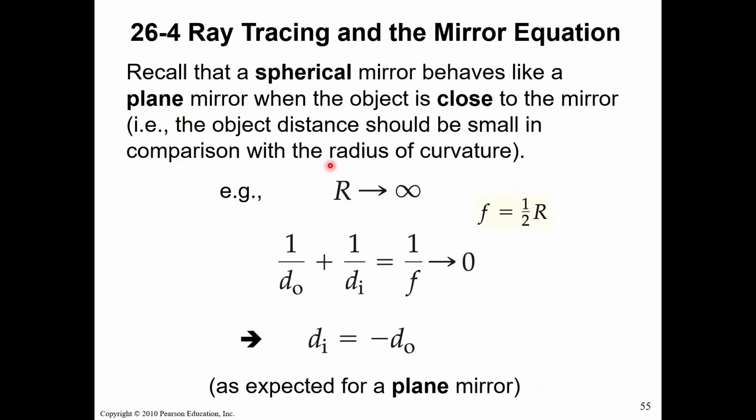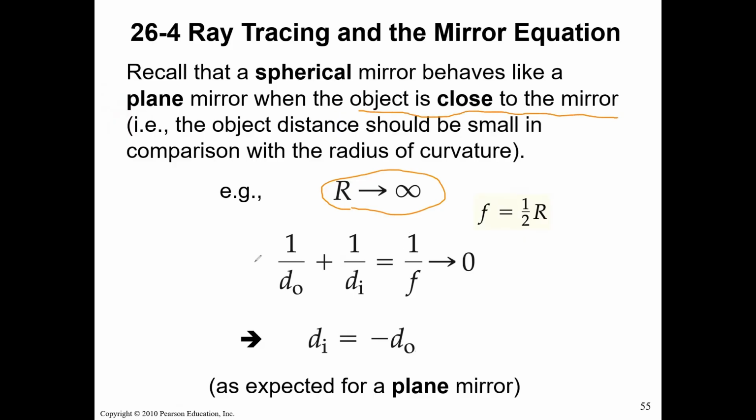And the last thing we want to talk about is when will a spherical mirror become a plane mirror? A spherical mirror will behave like a plane mirror if the radius of curvature is very large, or if the object is close to the mirror.